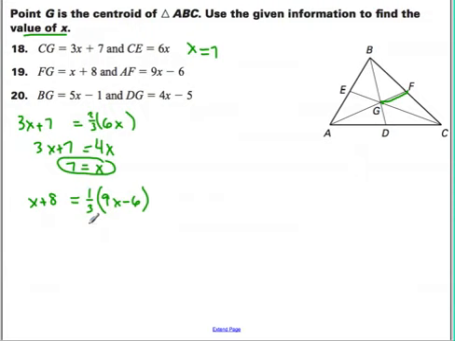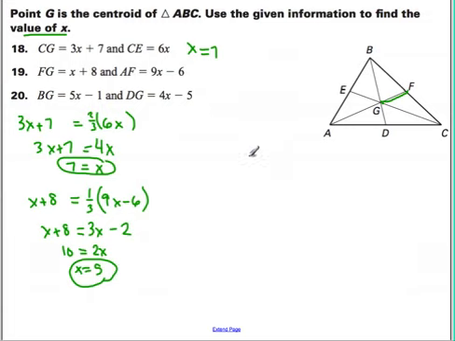We'll distribute the 1/3. 1/3 of 9x is 3x. 1/3 of 6 is 2. And this will just equal x plus 8. We'll subtract x from both sides. That gives us 2x here. We'll add 2 to both sides. That gives us 10. That tells us that x equals 5. Wham! Let's circle that.